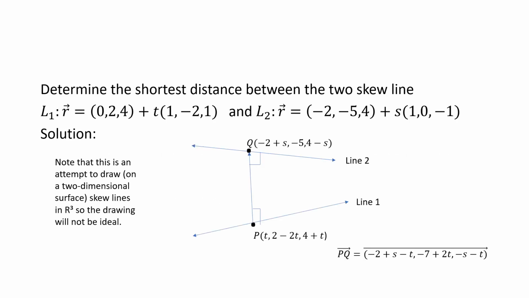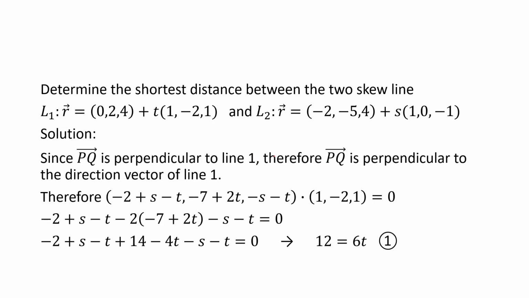PQ, the vector here, this PQ vector, is perpendicular to line 1. That means it's perpendicular to the direction vector of line 1. And this PQ vector, the exact same vector, is perpendicular to line 2, meaning it's perpendicular to the direction vector of line 2.